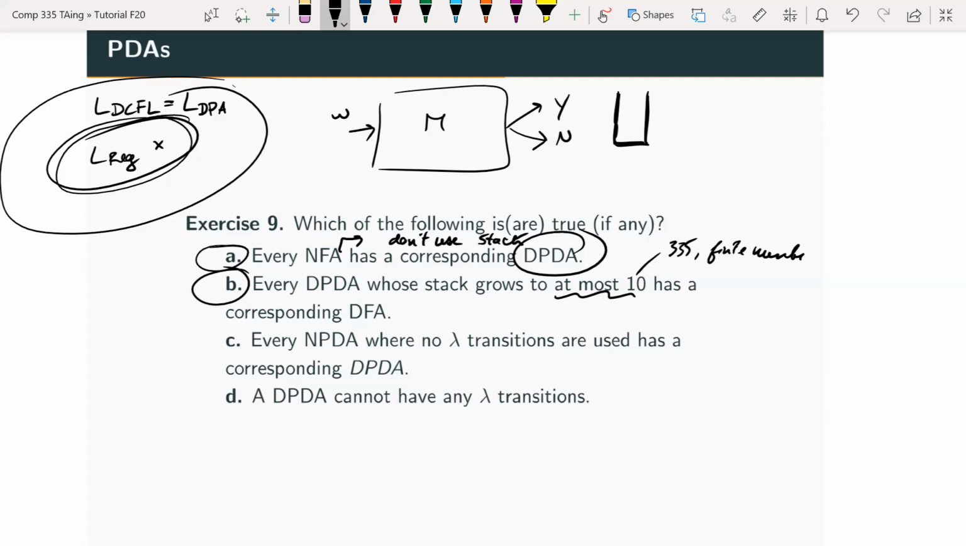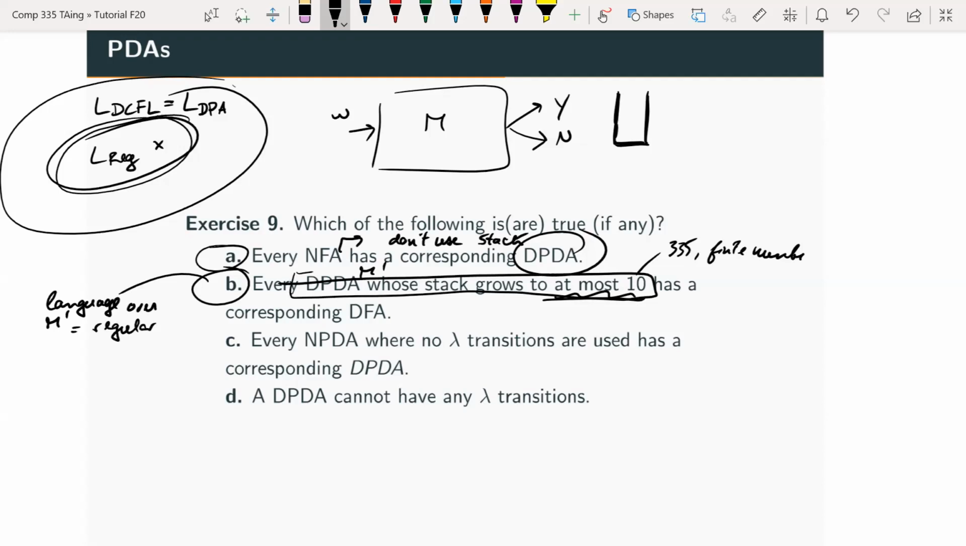For a regular PDA the stack can grow arbitrarily, but for a DPDA where you fix the size of the stack, it has a limit. So you can essentially make all of the DPDA transitions into DFA transitions. This also means that a language over this kind of DPDA, let's call it M prime, is actually going to be regular. So that's why B is also true.